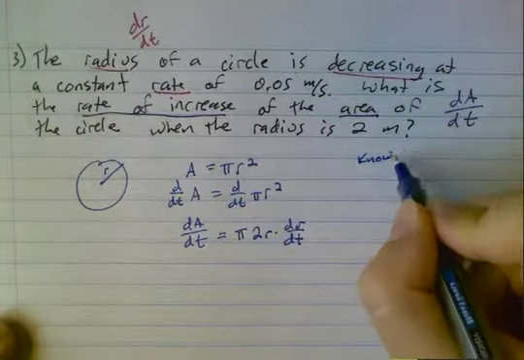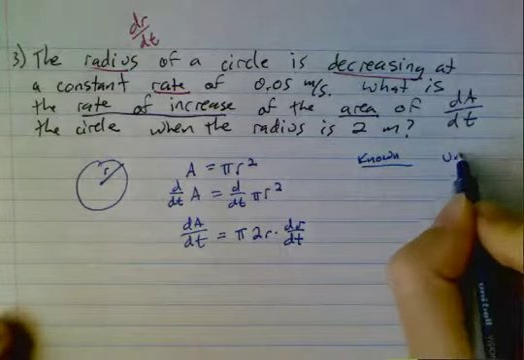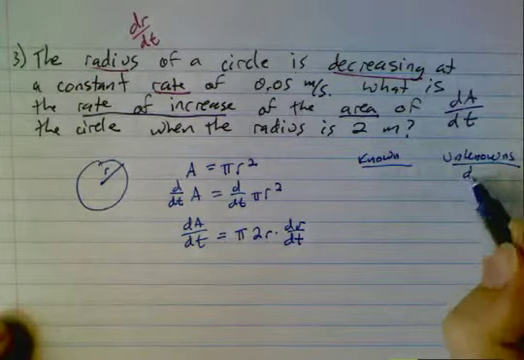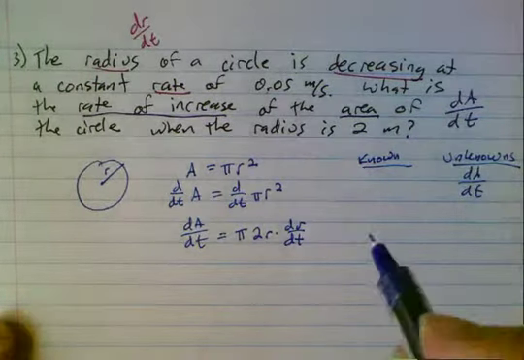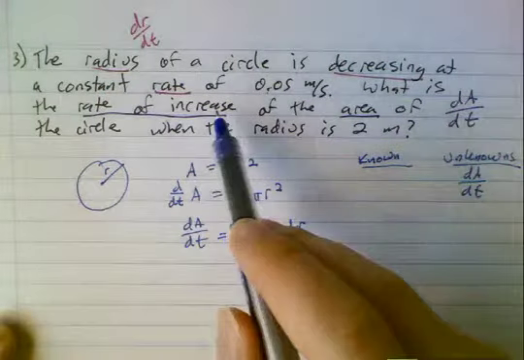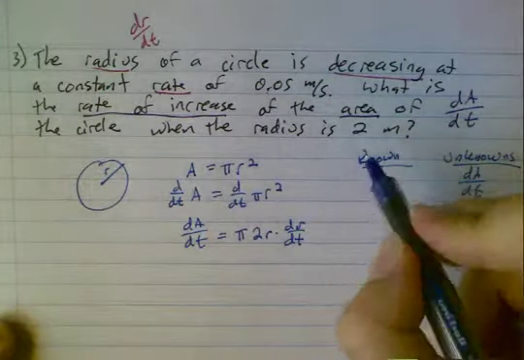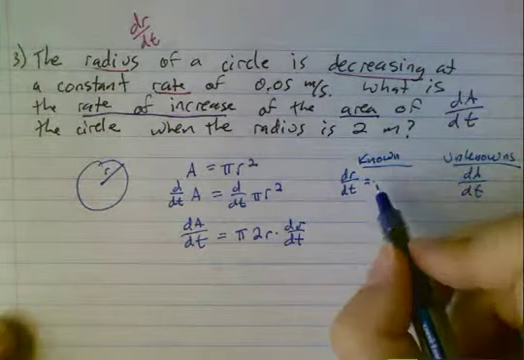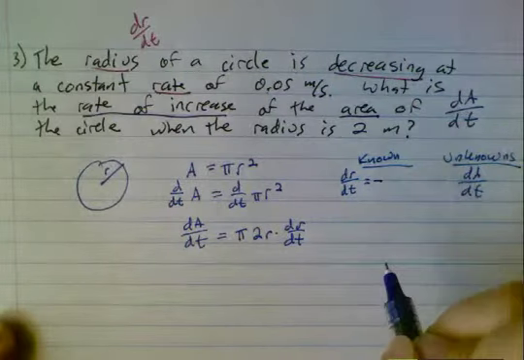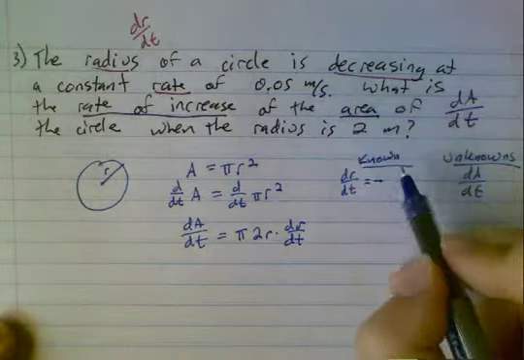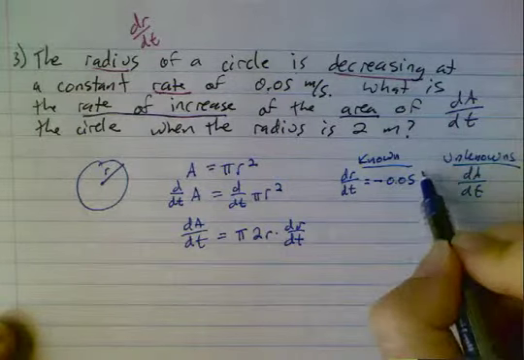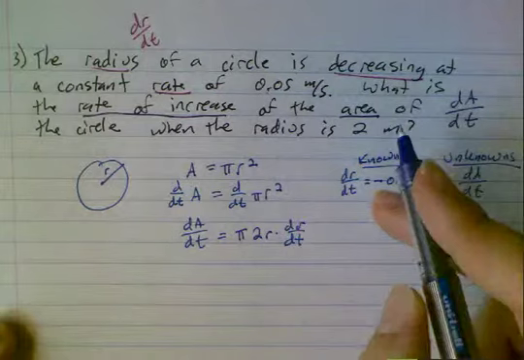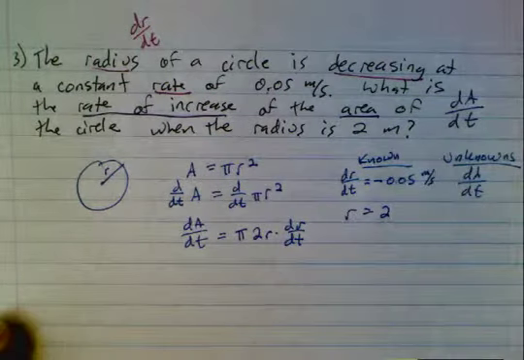Okay, so we can look at our knowns, unknowns. We want to find dA dt. We know the radius of the circle is decreasing, so dr dt is decreasing. So decreasing means that it's getting shorter, it's moving in the negative direction, 0.05 meters per second. And we're told that the radius is 2 at this particular instant.